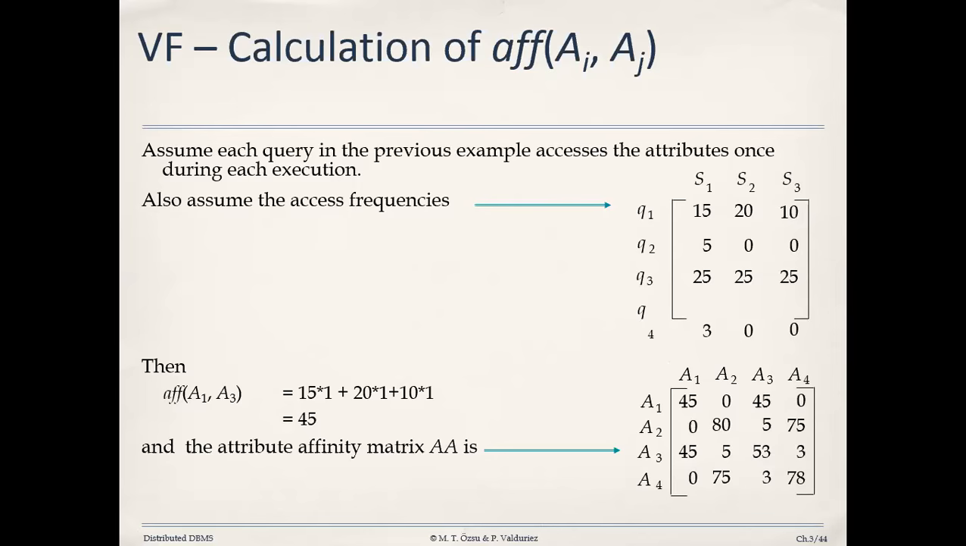Query 1 is executed 15 times on site 1, 20 times on S2, and 10 times on S3. Similarly, query 2 is executed 5 times in S1, 0 times in S2, 0 times in S3, and query 4 is executed 3 times in S1, 0 times in S2, and 0 times in S3. So that is my access frequency.